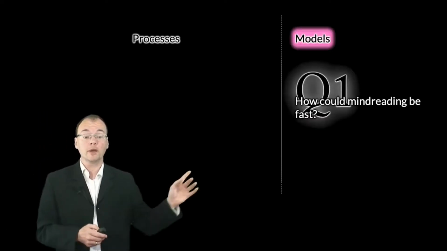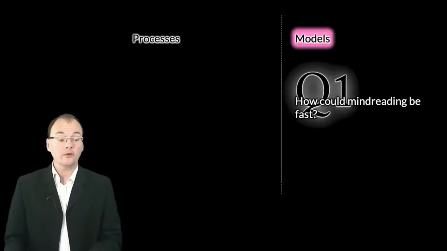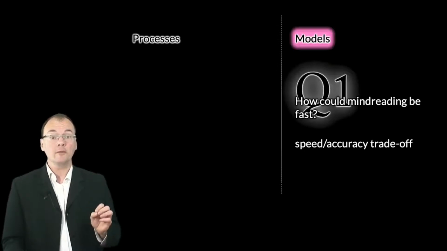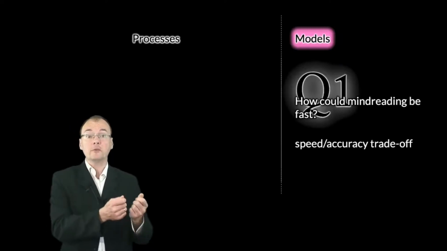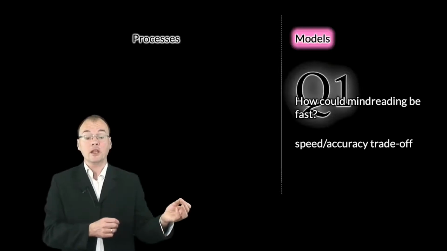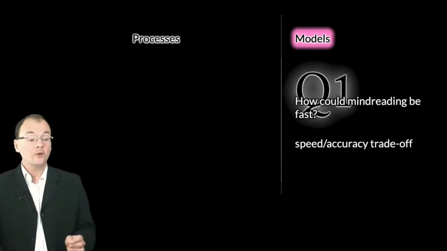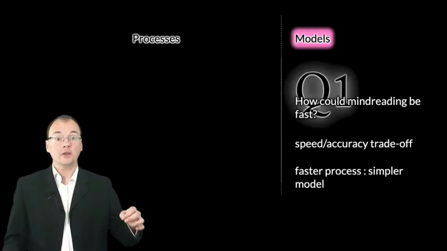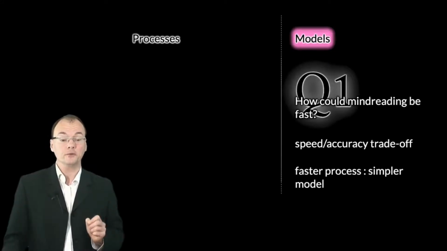Now, to get to a conjecture about models, we have to ask the question, well, look, how could there be mind reading processes which are fast? And what we know is that any broadly information processing system will make a trade-off between speed and accuracy within limits. As you want to get faster, you're going to have to use a less accurate model of the world, and conversely. So for that reason, it seems likely that where we have faster processes, they'll be using simpler models of the mental.